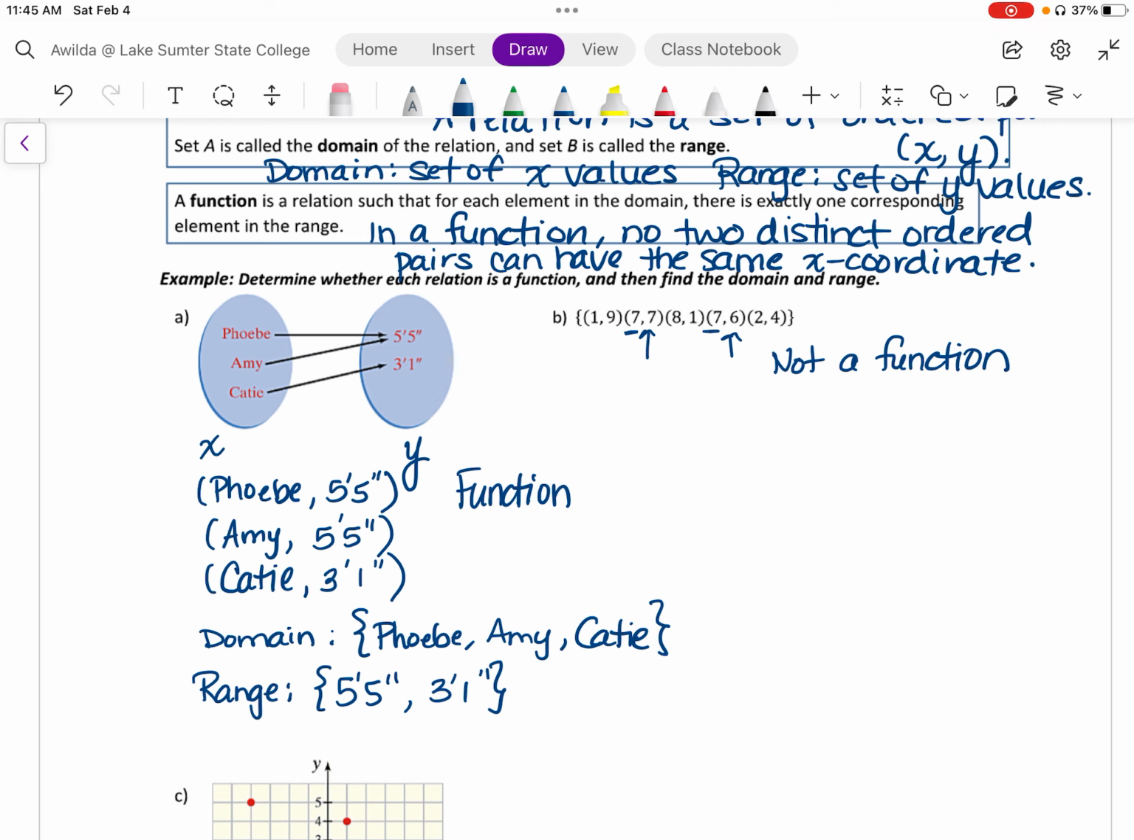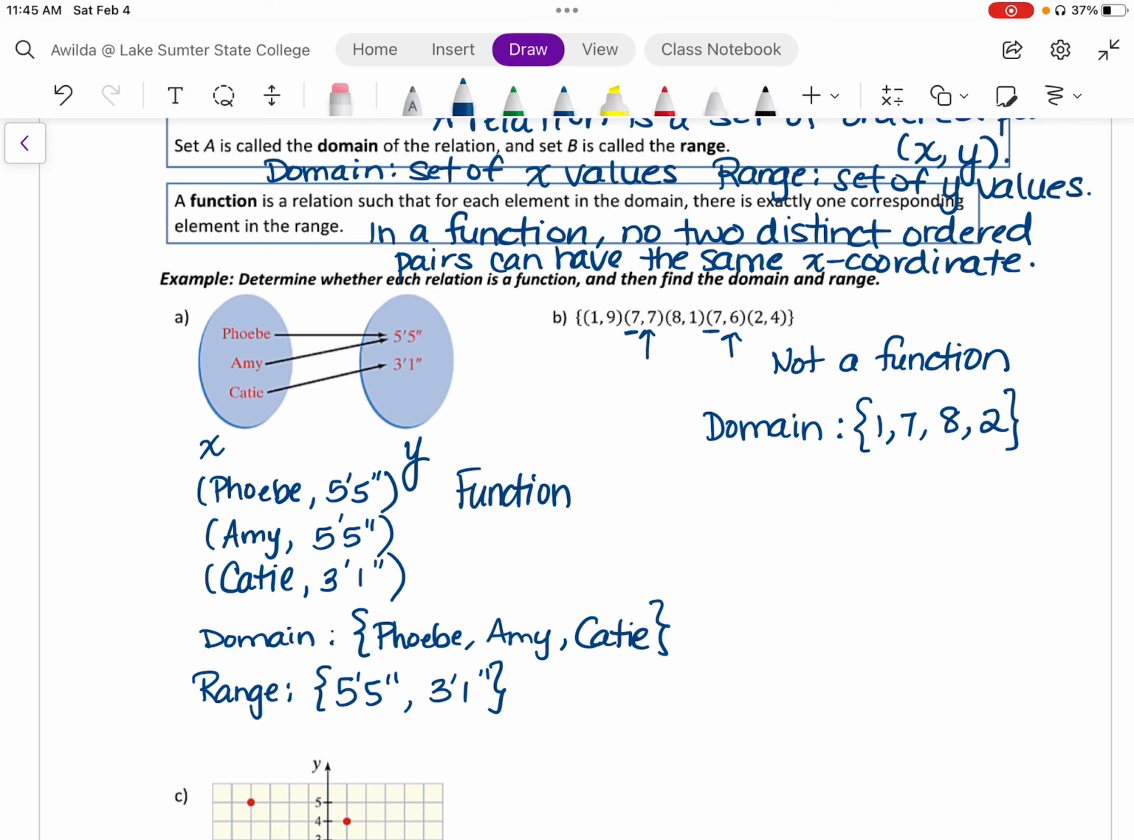Notice that even though the value 5 feet 5 inches is repeated, we only have to list it once because in a set, we just have to write what's included in the set. It can be repeated without having to be listed more than once. For example B, the domain would be the set of all of those x values. So we have the value 1 and 7 and 8 and 2. Notice that we did not have to repeat the number 7.